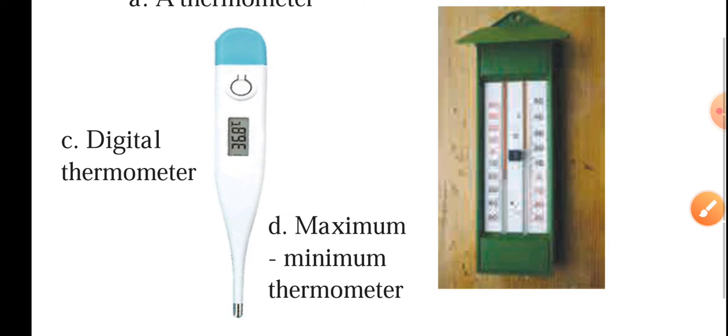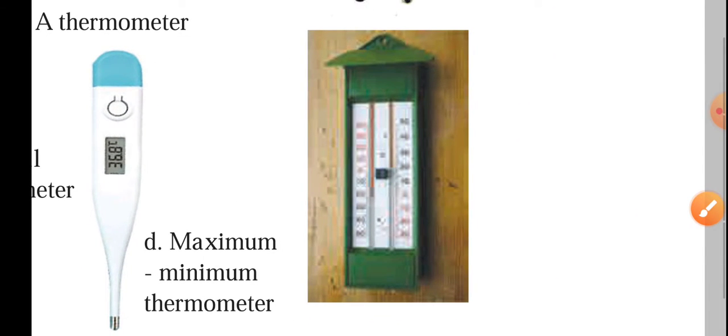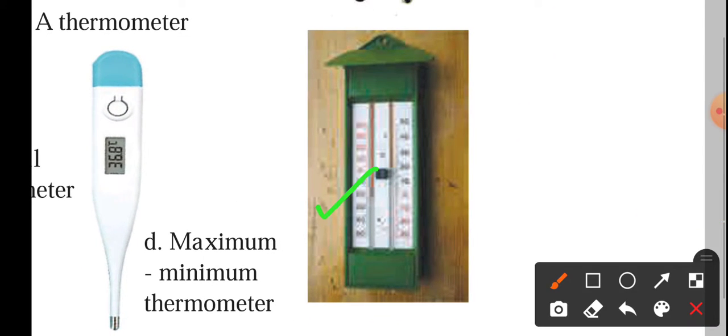Next we have the maximum-minimum thermometer. Here it's showing both maximum and minimum temperature. On two sides we have the scale for the temperatures, and it shows the minimum temperature as well as the maximum temperature of that particular zone or site.